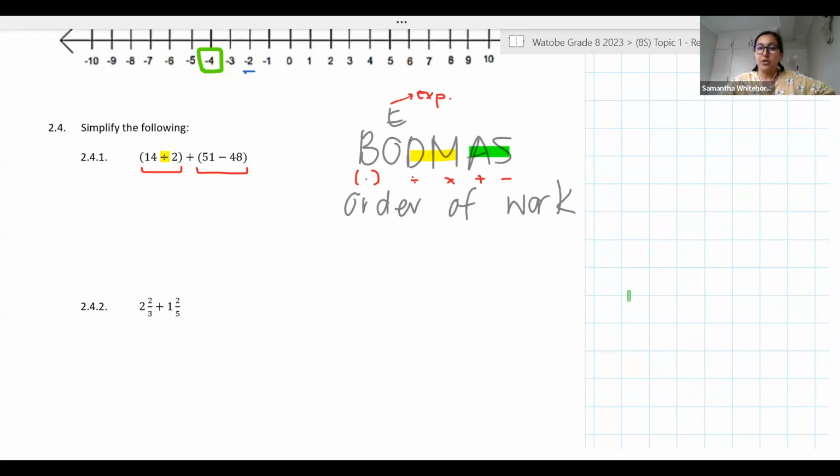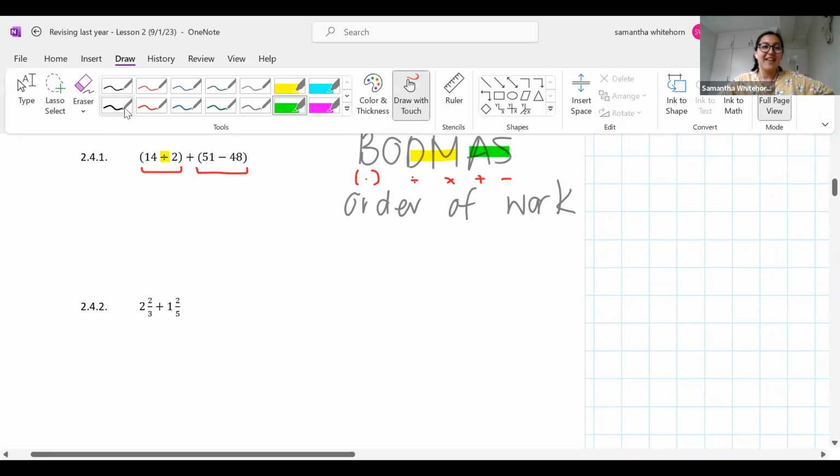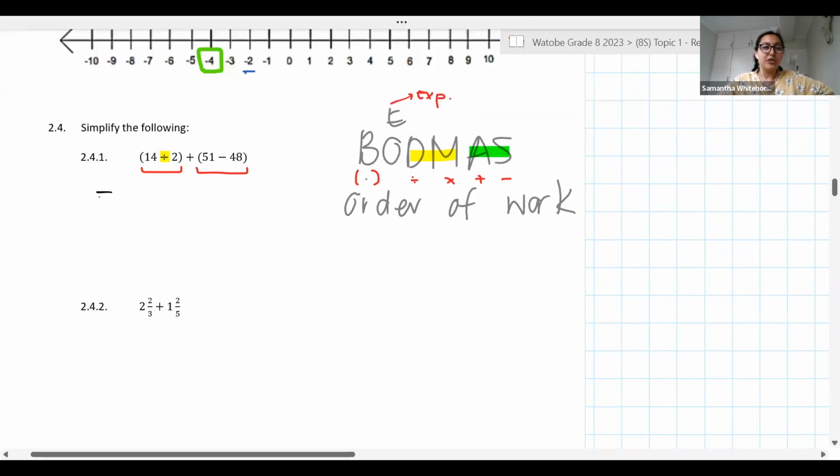But if we look at our first question, we can see that we've got these brackets that we first need to deal with, and that's where I need to start. So my first question to you is, in the first bracket, we've got 14 divided by 2. Quickly type in the chat for me, what is 14 divided by 2? Tawanashe, excellent. 14 divided by 2 is 7. So the value of my first bracket there is 7.